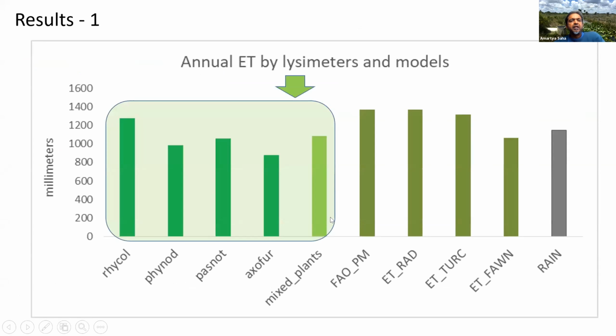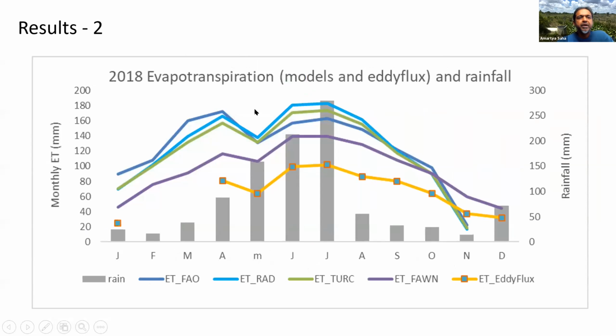The results. So this is looking at annual ET in millimeters. On the left side, we have the 4 weighing lysimeters for the 4 different species. The 5th bar is the water level lysimeters, which is basically an average of 30 lysimeters, which we had with mixed plant communities. On the right side, we have the 3 ET models. Then this is the ET data for the region, and this is rainfall. So as you can see, they're pretty similar, the same order of magnitude.